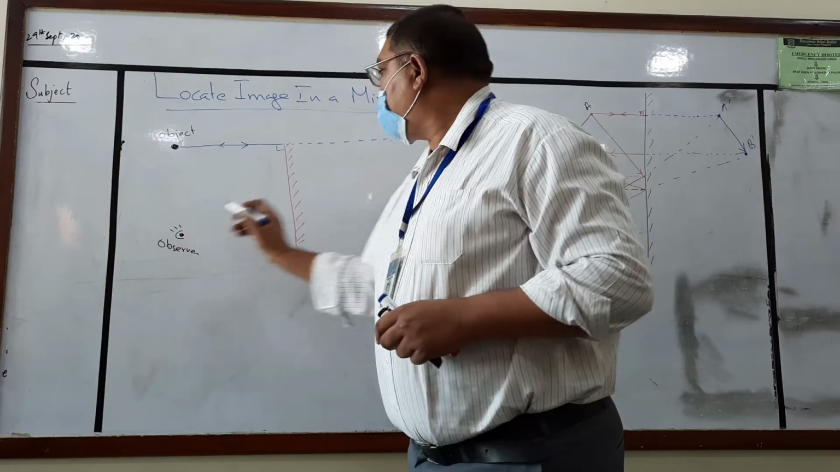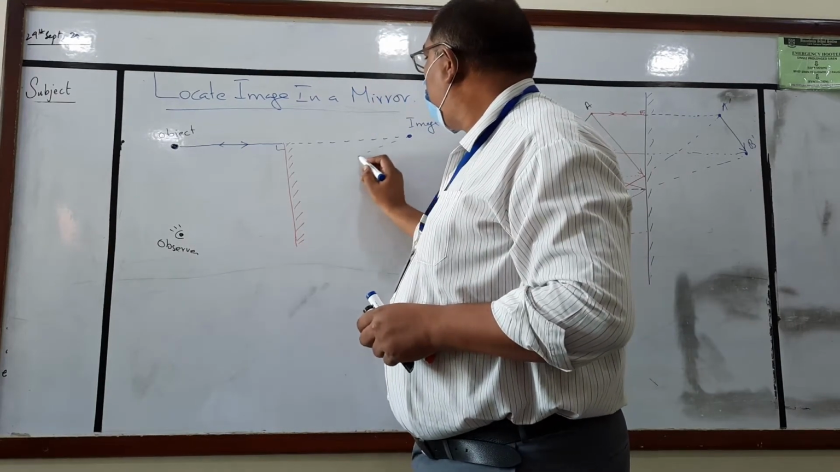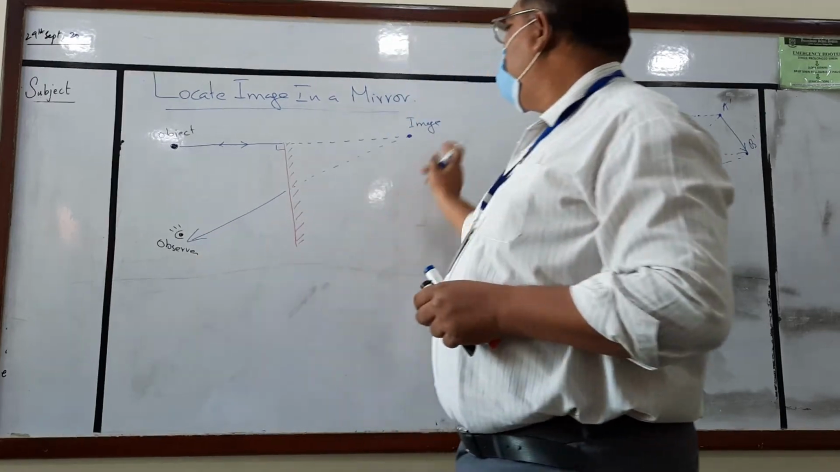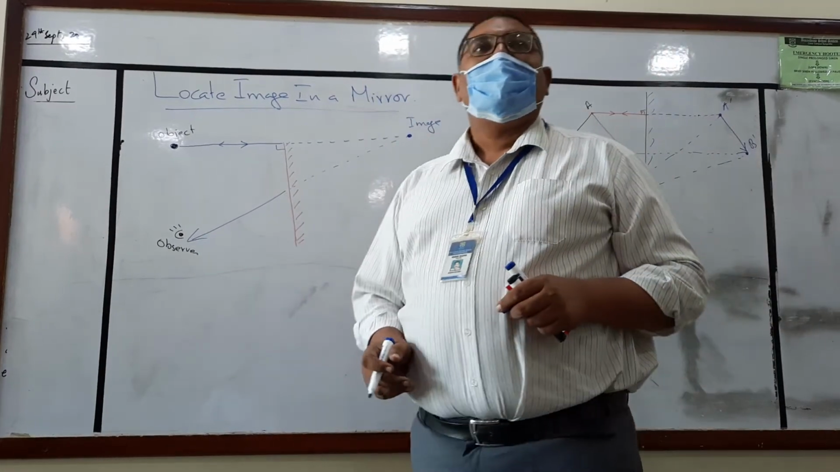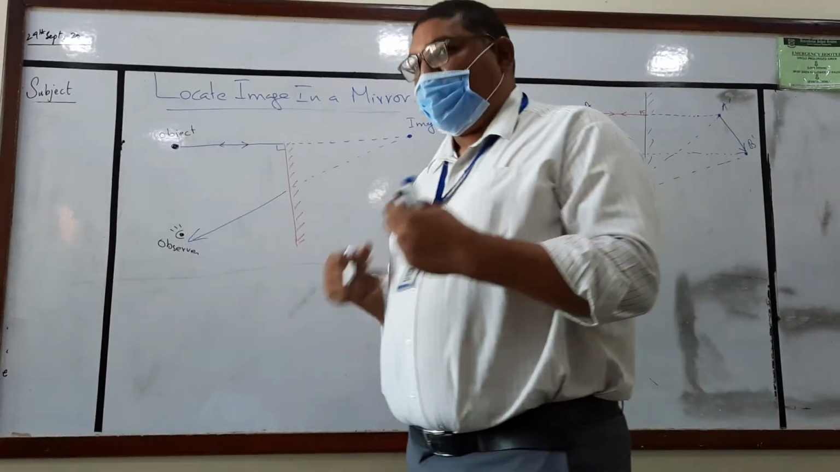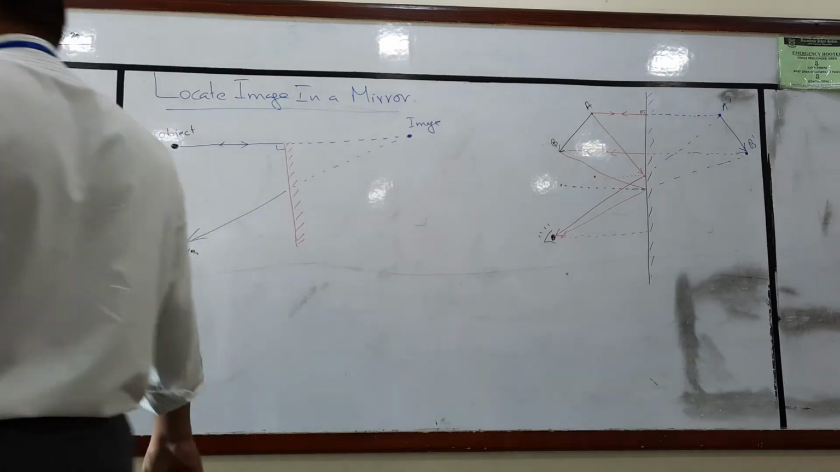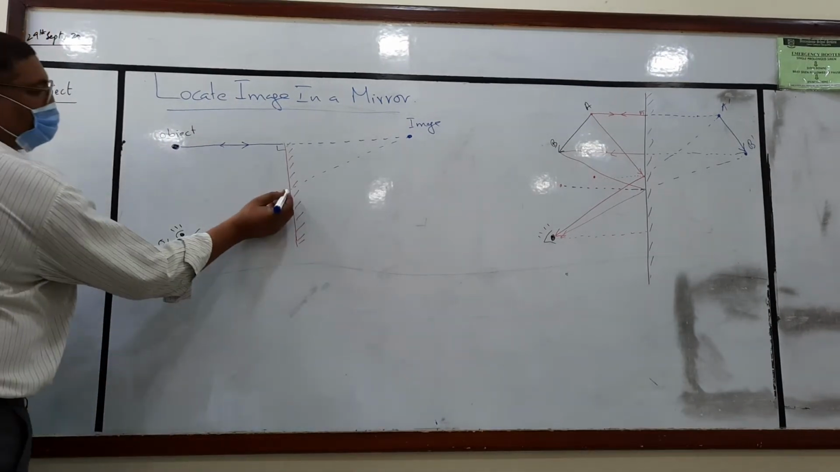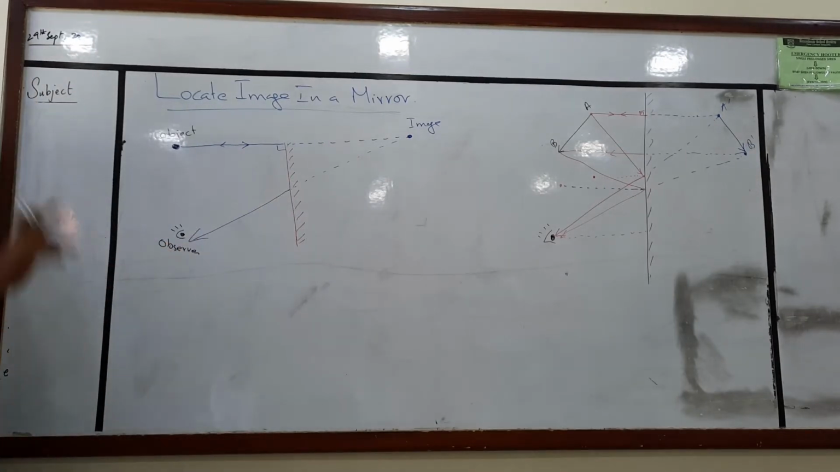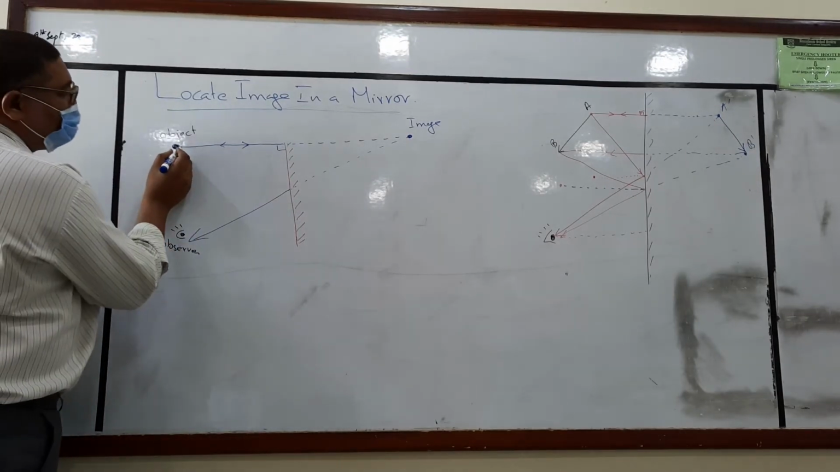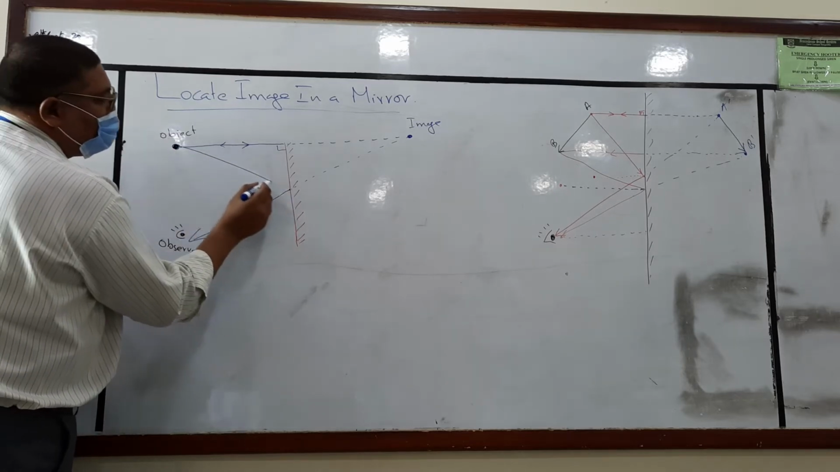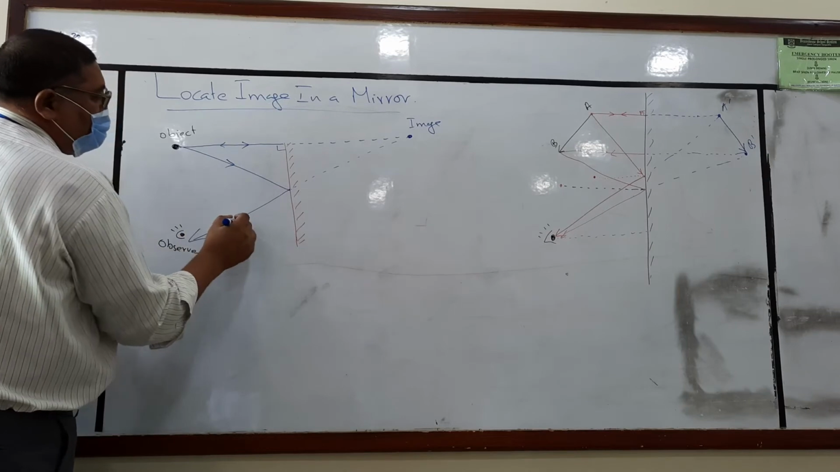You see? Join it behind the mirror. When I draw the lines behind the mirror, I draw them dotted. But in front of the mirror, I draw continuous lines. Okay. So, you see, I join the image with the observer. Then join the object with this point. Okay?